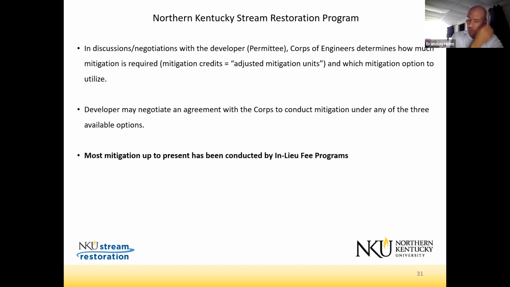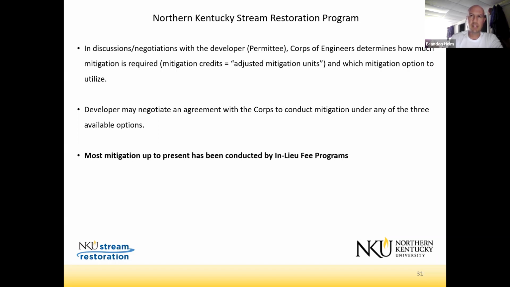The way the developers determine how much they have to pay is that they have to get permits in order to fill in streams. So the Army Corps inspects what they're doing, determines how much mitigation is required, and then advises them on which option is best for them. They can negotiate with the Corps to conduct mitigation one of the three ways.